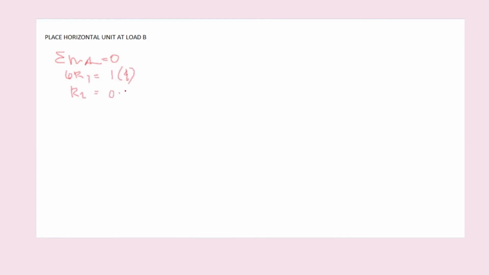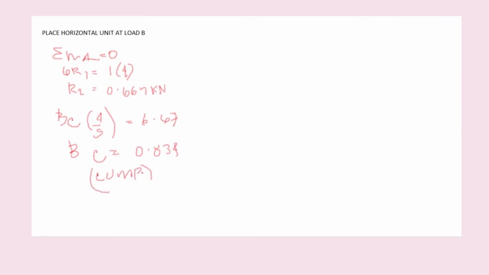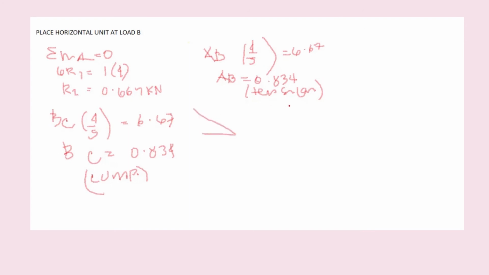So summation of M about A is equal to 0. R1 is equal to 1 multiplied by 4. So R1 is equal to 0.667 kilonewton. BC multiplied by 4 over 5 is equal to 6.67. So BC is equal to 0.834 for the compression. Next, AB multiplied by 4 over 5 is equal to 6.67. So AB is equal to 0.834 and that's for the tension.